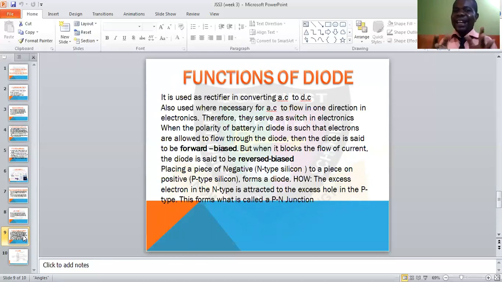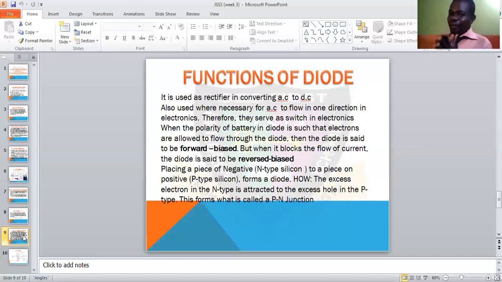Therefore, the diode serves as a switch in electronics. You can call it a switch. You stop the movement backward and let it be going. You can switch it to be going forward and backward or just forward. That is what we mean by being a switch.